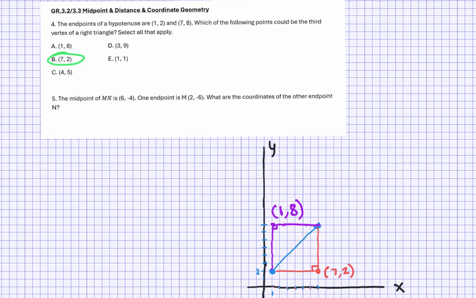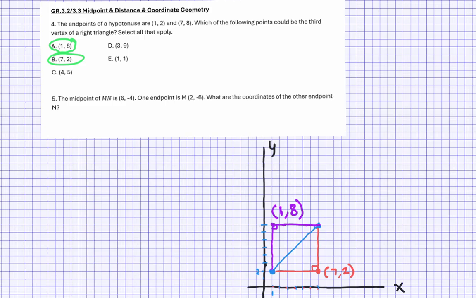So 1, 8 would have been a right answer as well. And again, I would tell you, hey, there's 2 right answers there. There is a cheat code to do that. I'm not going to tell you the cheat code, but maybe you could figure it out.